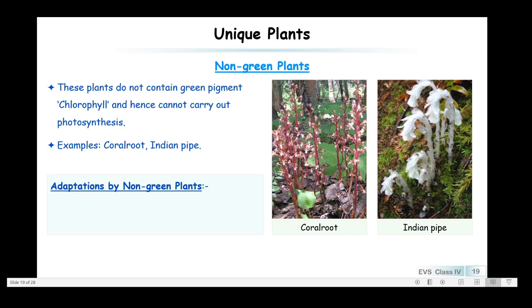So let us see the adaptations shown by non-green plants. So how do they survive when they don't have chlorophyll? These plants absorb their food from dead plants and animals.